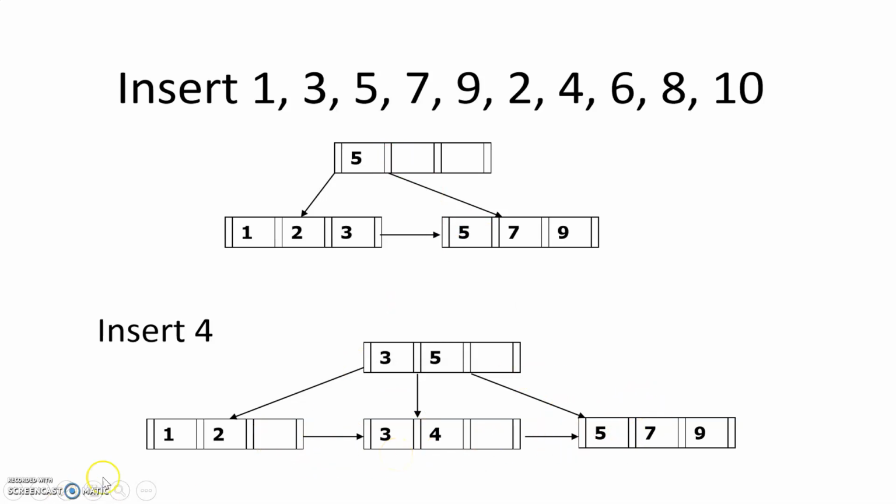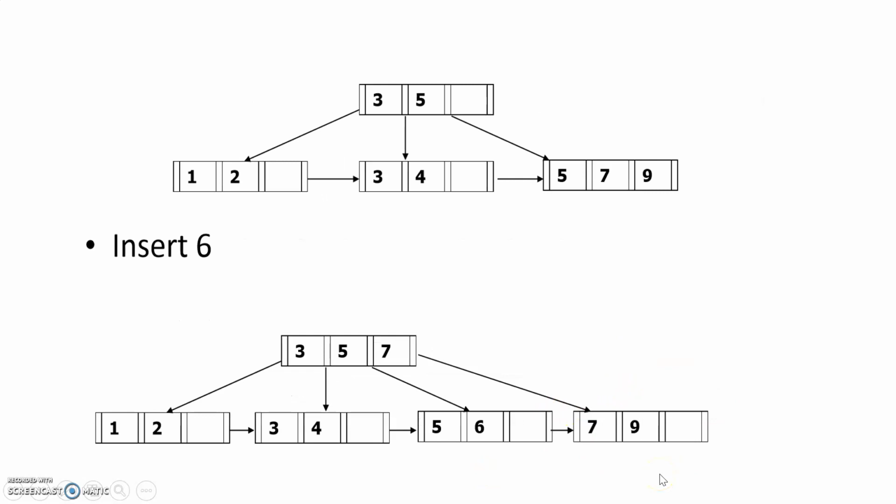These nodes are connected. So again, we can see I have inserted 4. This node is overflow. I'm going to split. 3 will go up, so the index will be 3 and 5, because this index node has space. Towards the left of 3 will be 1, 2. Again 3 will come here as a data part, 3 and 4. And towards the right of 5 will be 5, 7, 9.